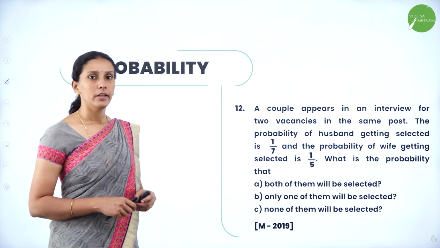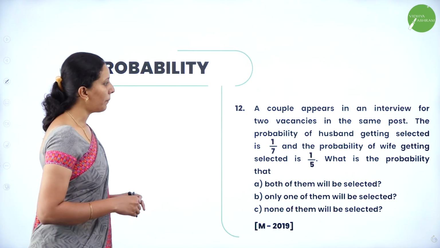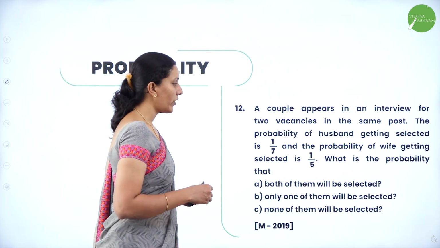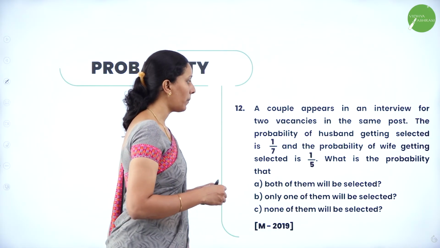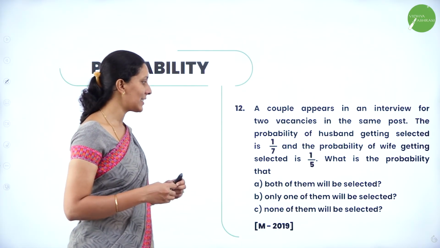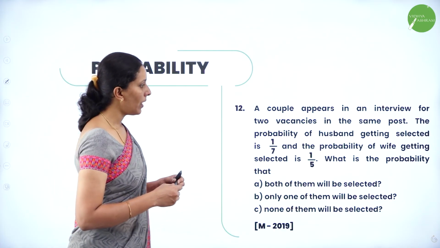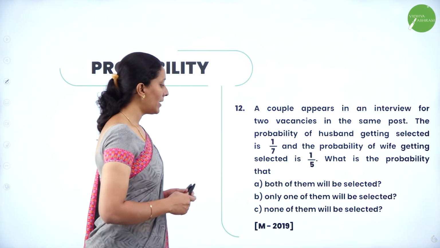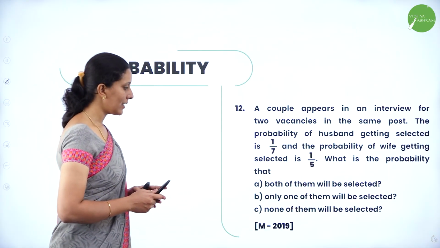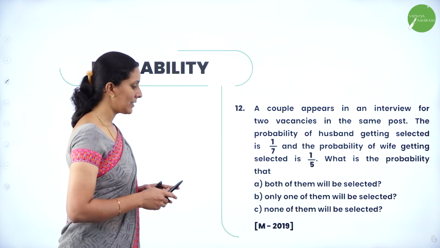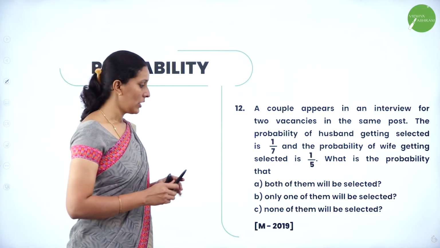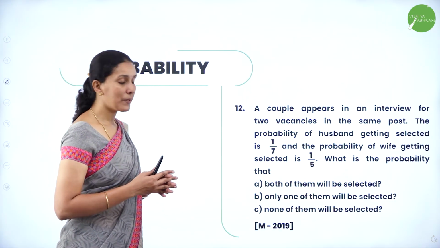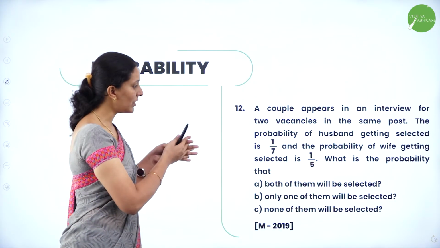Next question. A couple appears in an interview for 2 vacancies in the same post. The probability of the husband getting selected is 1/7 and the probability of the wife getting selected is 1/5. What is the probability that both of them will be selected, one of them will be selected, or none of them will be selected? When I say none of them will be selected, I need the complement of the selection.